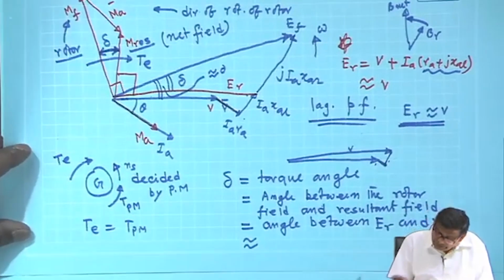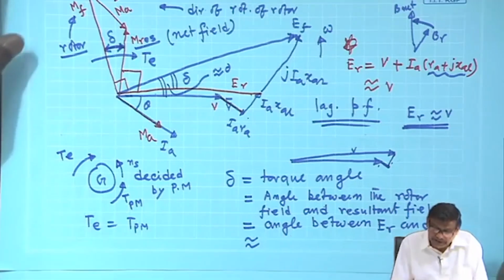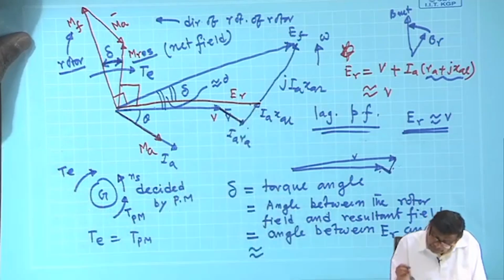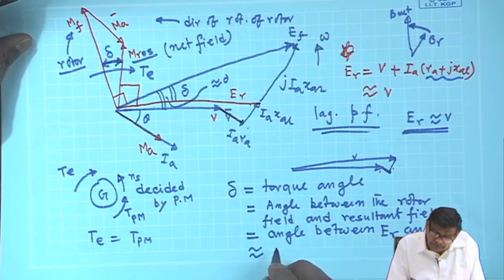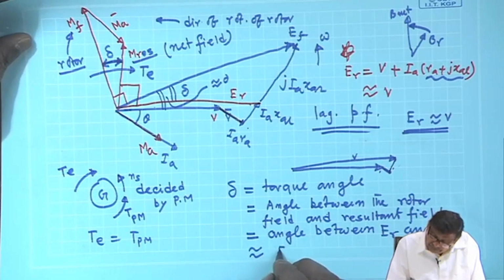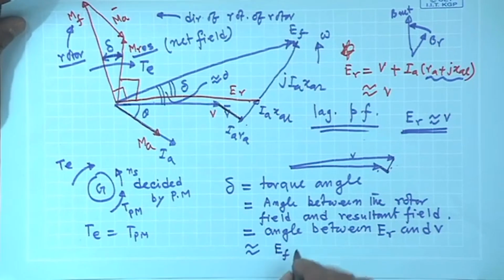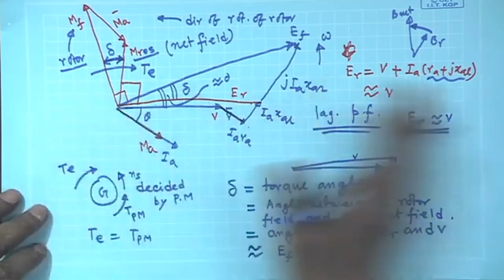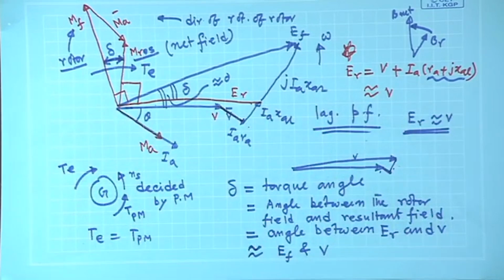Are you getting? So, strictly speaking, it should be the angle between E_R and V, but since I_A R_A and I_A X_L are small, it may be considered to be the angle between E_f in terms of voltage phasors and V, also approximately equal. So, sometimes people also take that to be the angle delta, because delta is going to play a very crucial role in deciding how much power the generator is delivering and what is the torque developed by the machine.